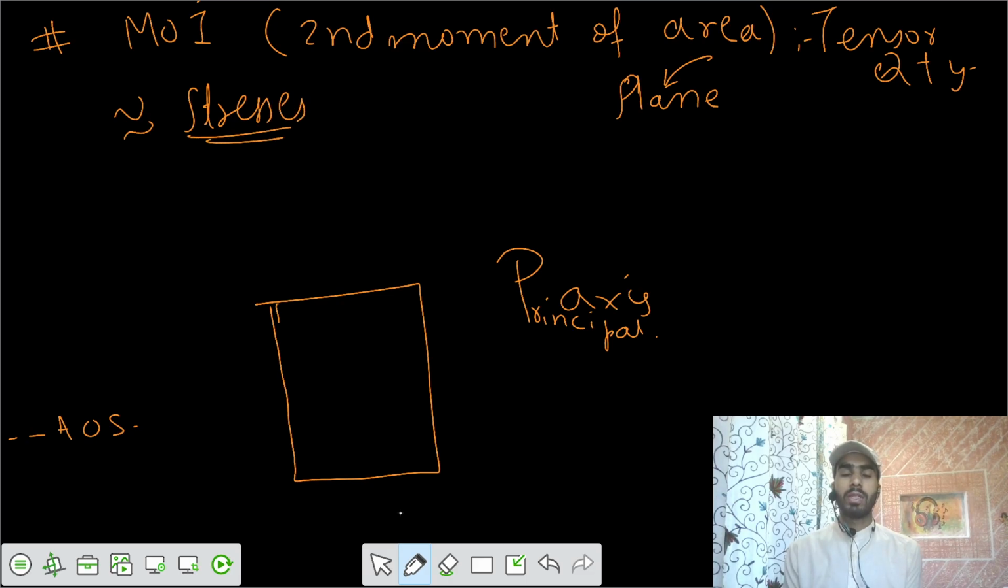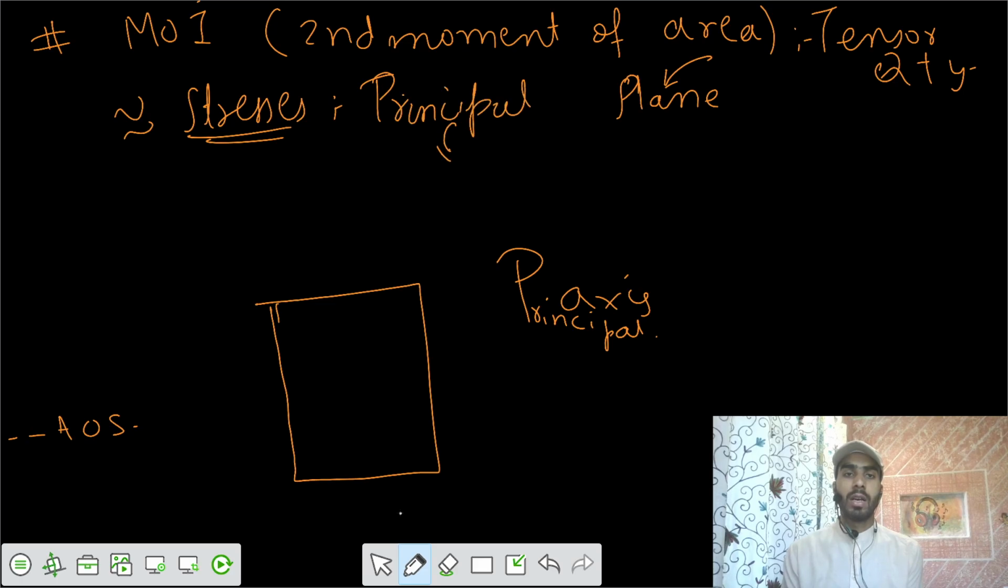You have a moment of inertia that is a function of that plane also. So it's a tensor quantity. You can perform transformation of those inertia, or you can use Mohr circle also, similar to that of stresses, to get the location of principal planes.